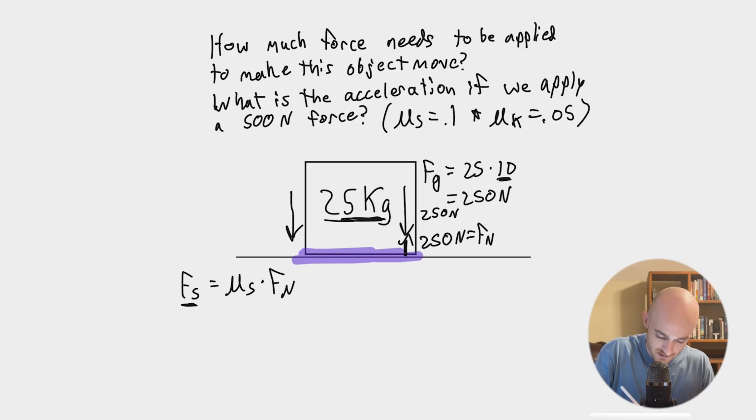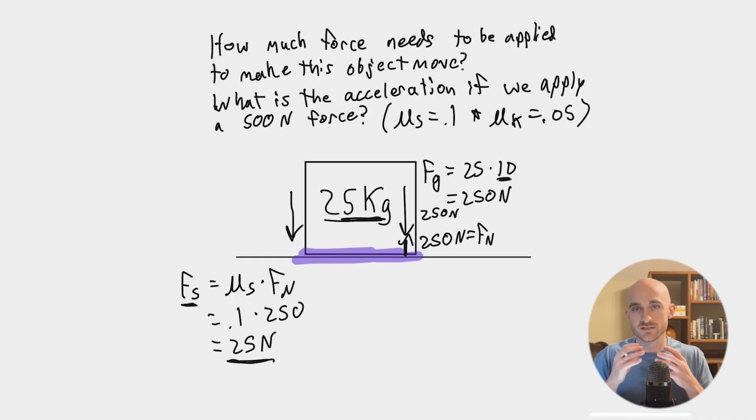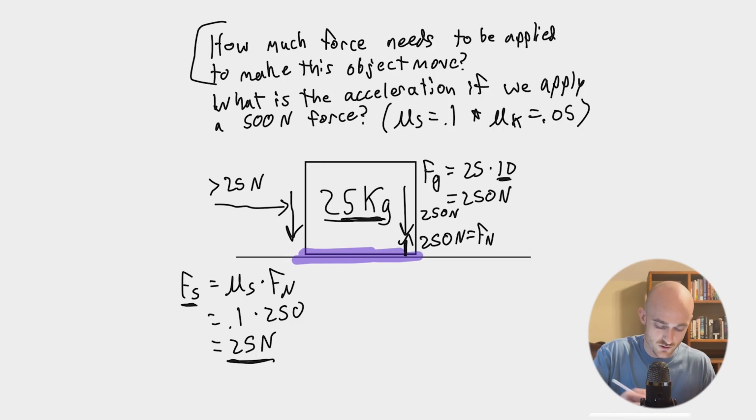We're going to plug in 0.1 for that static friction coefficient and multiply it by 250 newtons. That's going to give us a value of 25. That means that 25 is the maximum static friction force. Anything less than 25 will not be able to move this object, but once we get more than 25 newtons and we apply that to this object, the object will start to move. So the answer to this first question is more than 25 newtons.